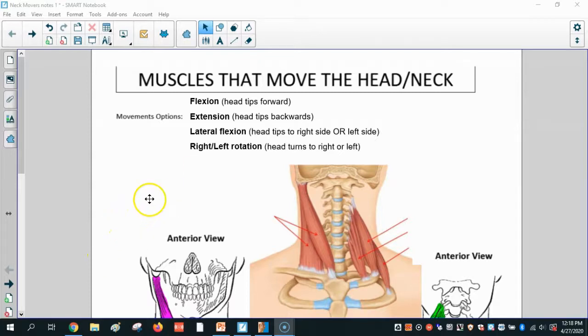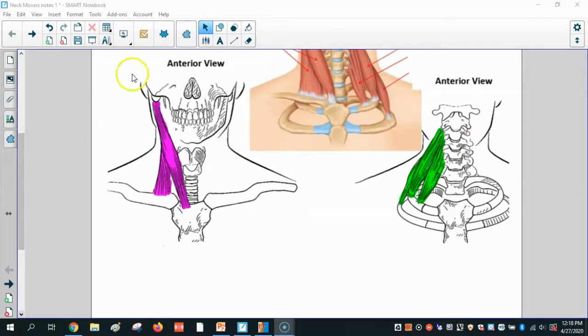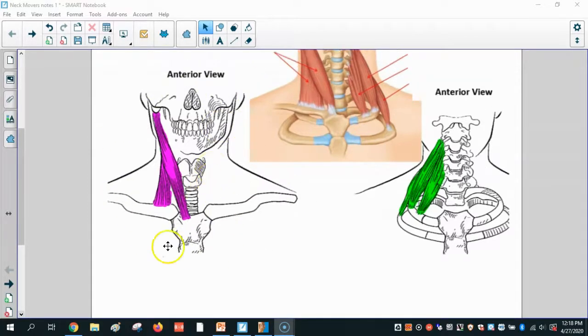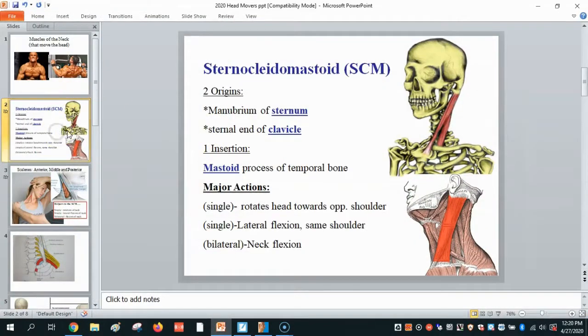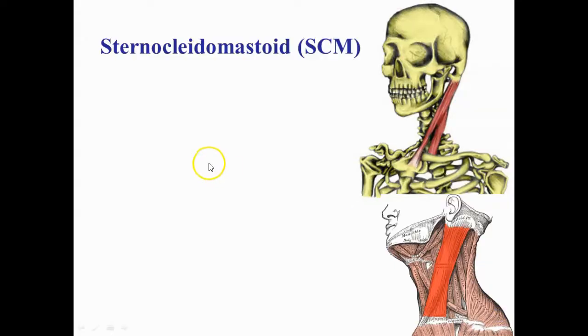So now that we know our movement options, let's go ahead and get started. The 4 muscles that we're going to learn that move the head and the neck will do combinations of these. So the first one that we're going to focus on is this one right here, and that is called the sternocleidomastoid. So I'm going to switch screens and we'll take a look at the information for the sternocleidomastoid. You'll notice sometimes I also abbreviate it SCM all in caps because let's face it, that's a lot of letters.